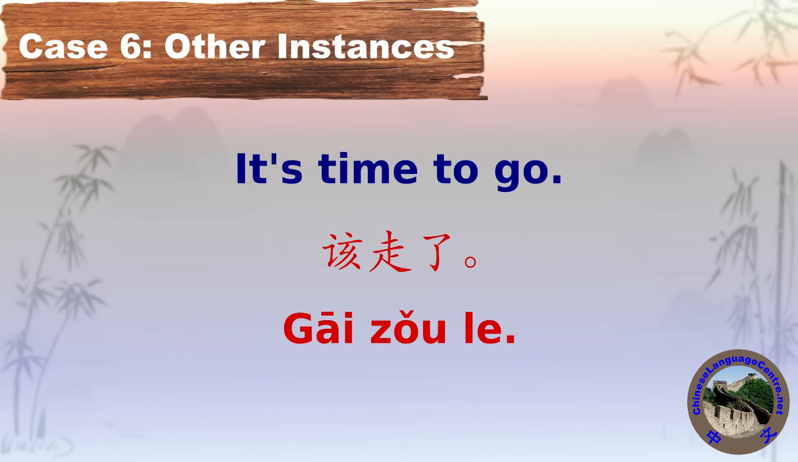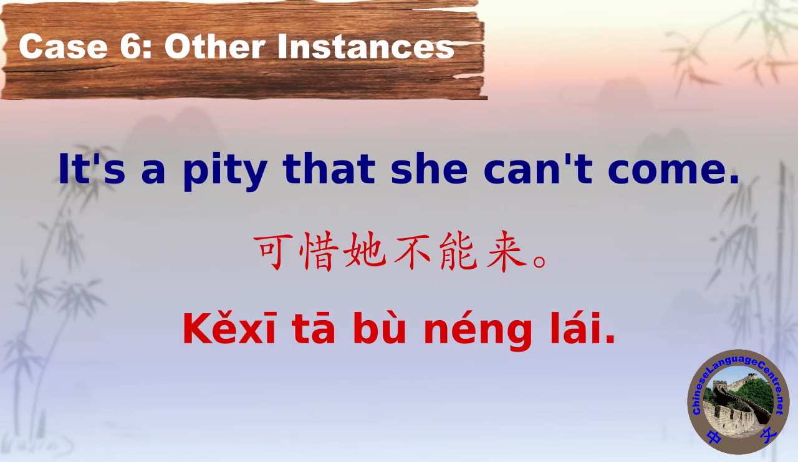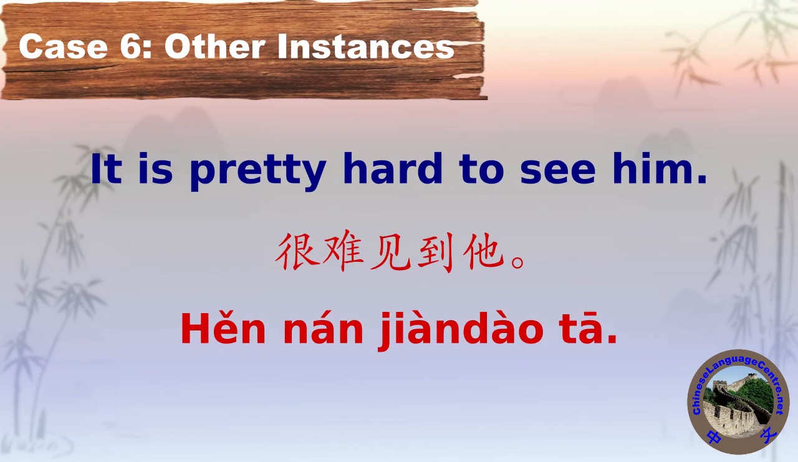Some other instances, like, it's time to go. We say, 该走了. It's a pity that she can't come. 可惜她不能来. Next example is, it's pretty hard to see him. We say, 很难见到他.